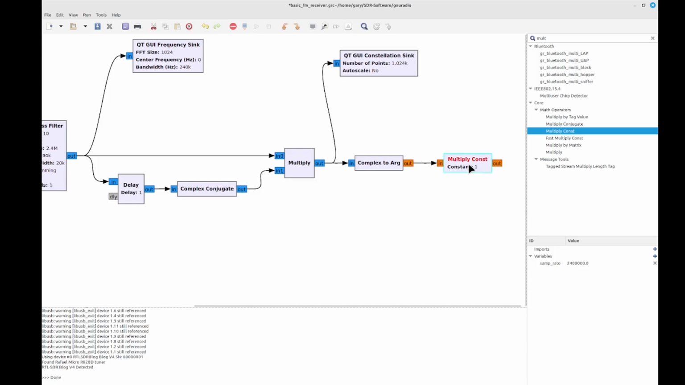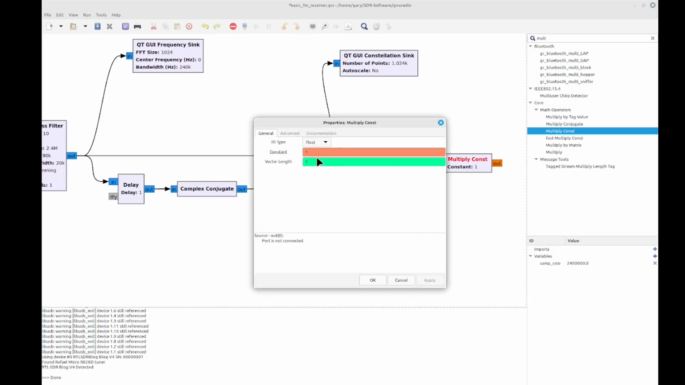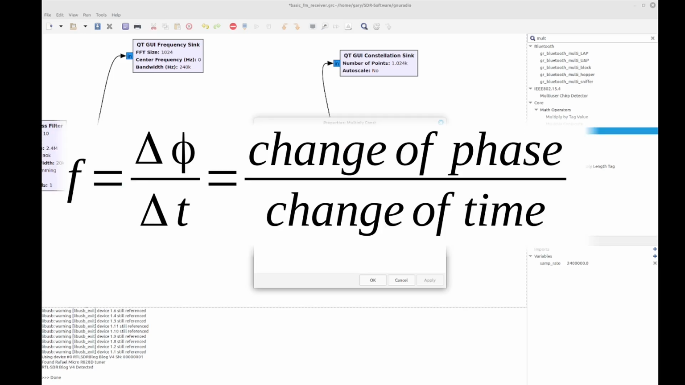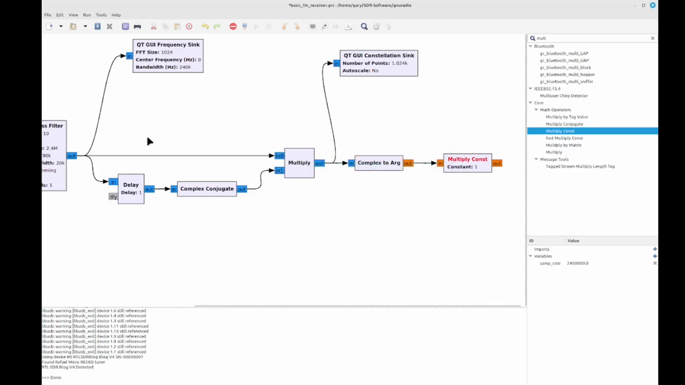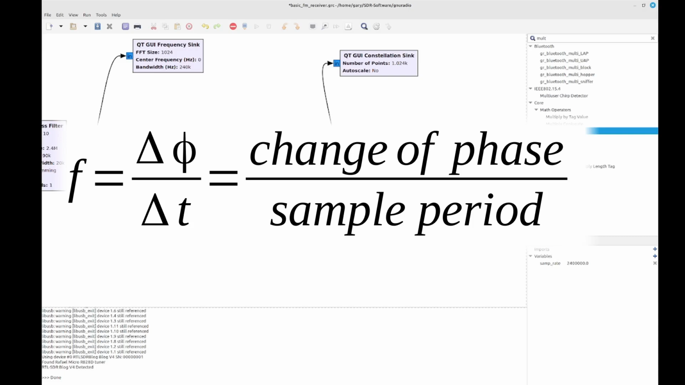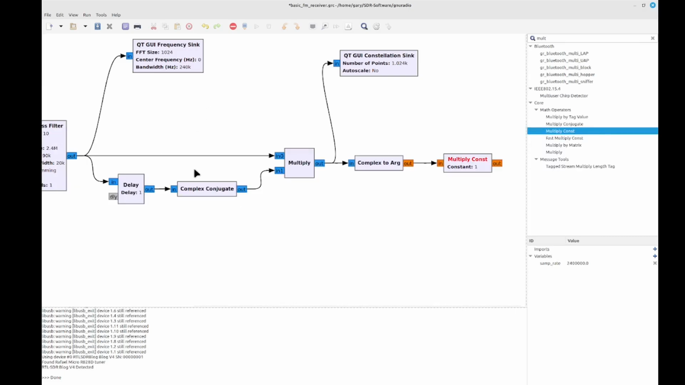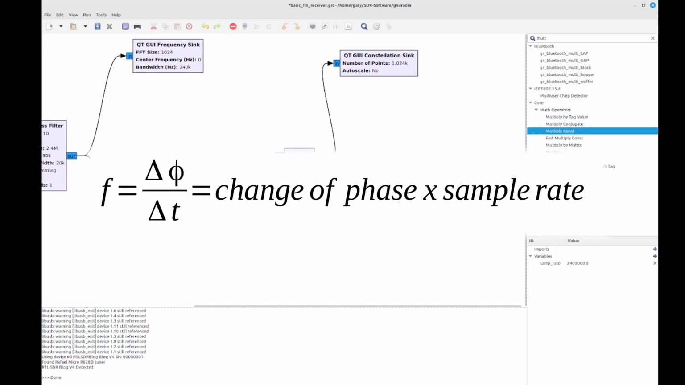And the value that I'm going to put into this multiply constant block is looking back and understanding that a change of phase over time, well, I already have the change of phase. That's what this section here does. But where's the change in time? Well, the change in time is dividing by the sample period. That's the change in time. Difference between consecutive samples is the sample period. Dividing by the sample period is same as multiplying by the sample rate since they're inversely related.